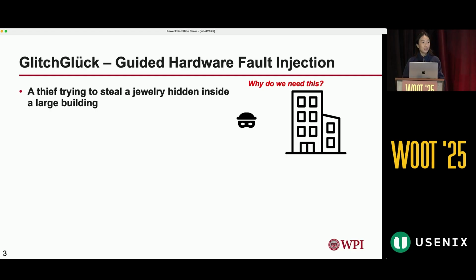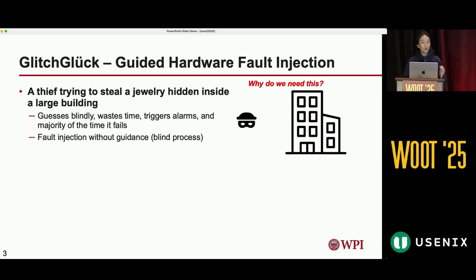Well, imagine that a thief is trying to steal jewelry inside a large building, and the thief has no idea about the floor plan of the building, where exactly the jewelry is located. Therefore, the thief is forced to make blind guesses, opening every single door. Of course, it's time-consuming, and it would also potentially trigger alarms. And we all know that the majority of the time, the thief will fail. This is just like when we're conducting a fault injection without guidance, which is approaching it like a blind process.